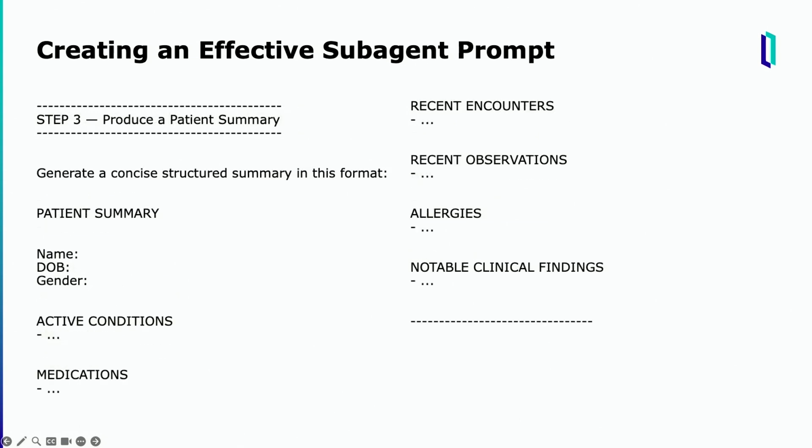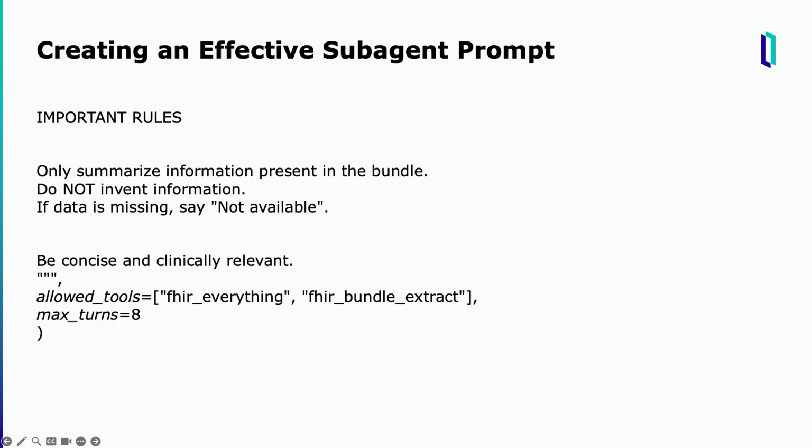Step three is the output structure. We're going to specify the sections and the format of the summary so the outputs remain consistent. And that consistency, I think, does matter for readability, for evaluation, and for downstream use. Good prompts define both intent and shape. And then there are the anti-hallucination rules. We explicitly tell the model not to invent data, to summarize only what is present, to say not available when information is missing, and to stay concise and clinically relevant.